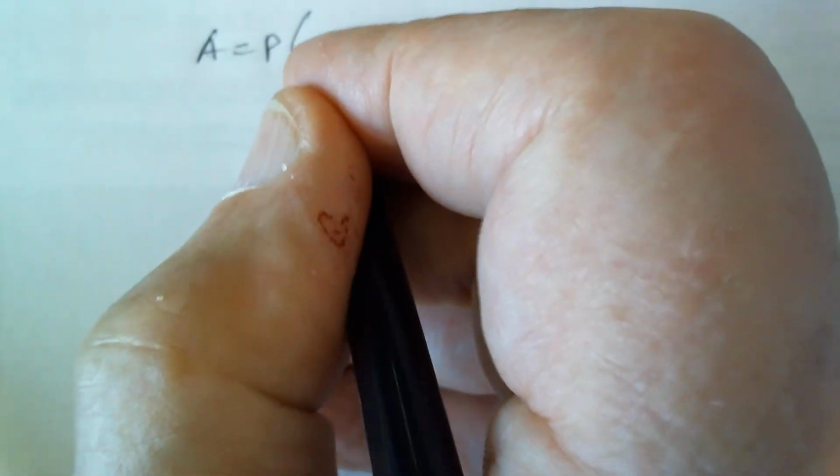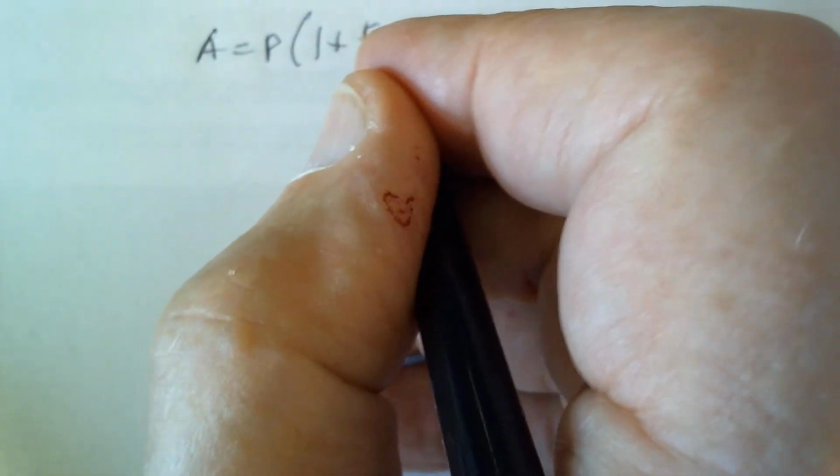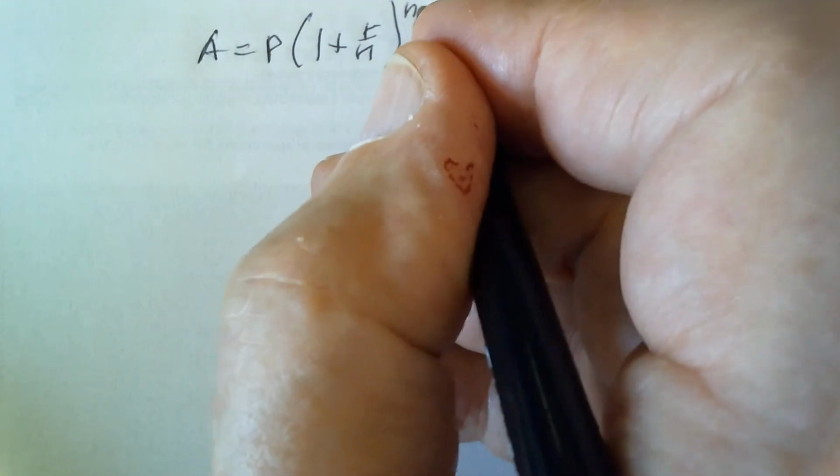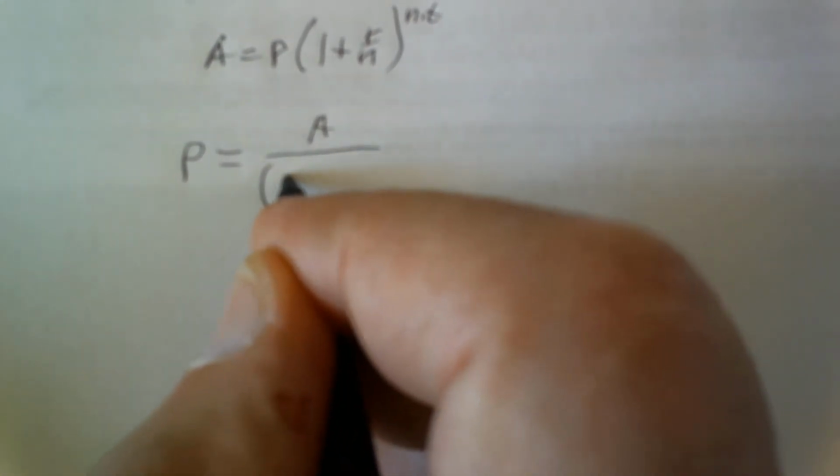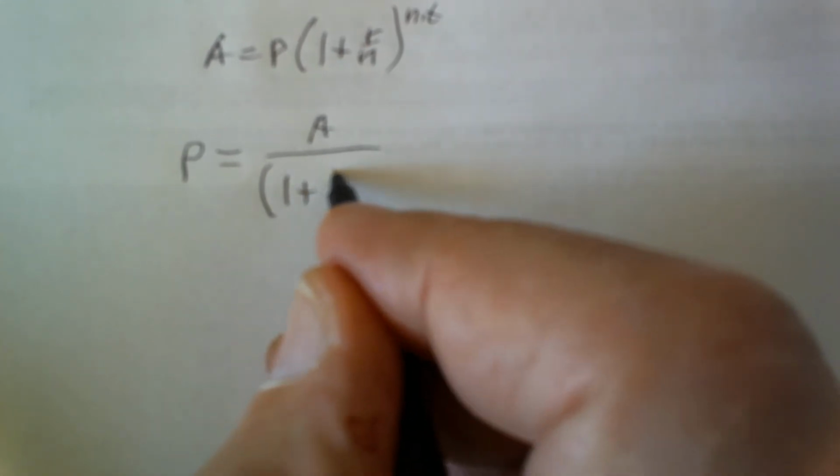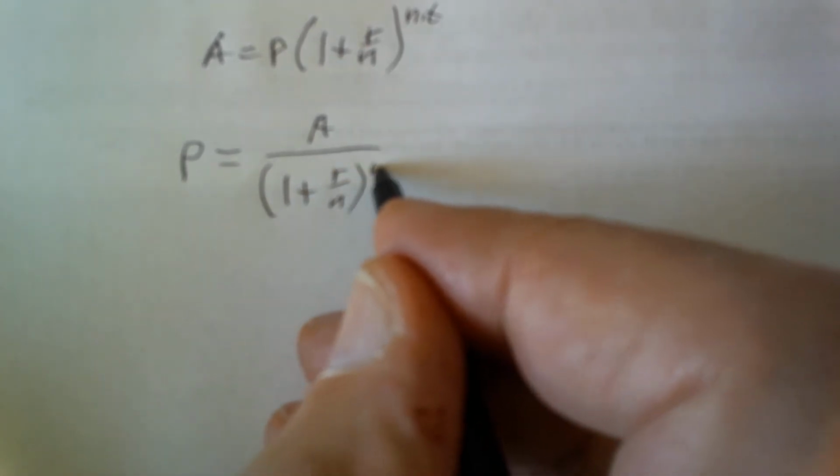Sometimes we need to find the present value for compound interest. And so when we look at the formula for future value, A equals P times 1 plus R divided by N to the N times T power, we can solve this formula easily for P by dividing both sides by the expression in parentheses. So in other words, P is equal to A divided by 1 plus R divided by N to the NT power.